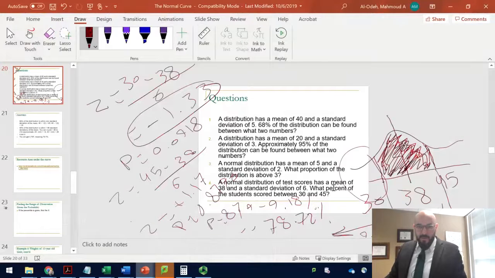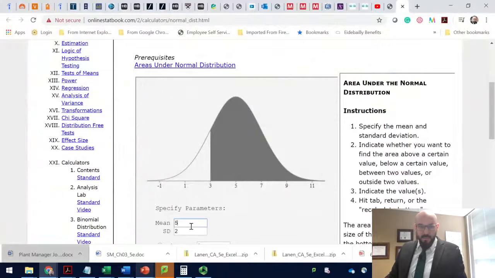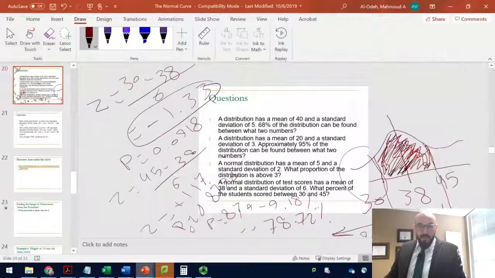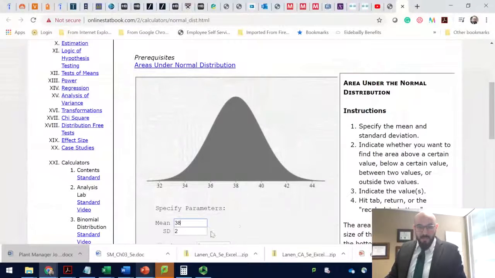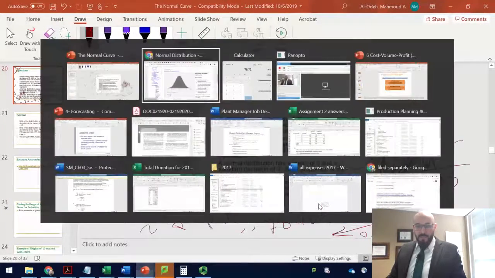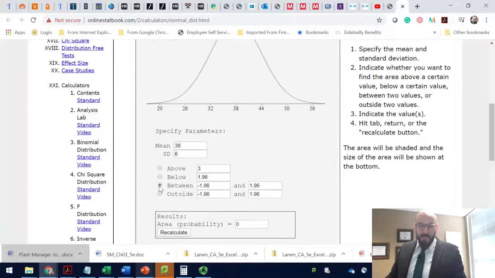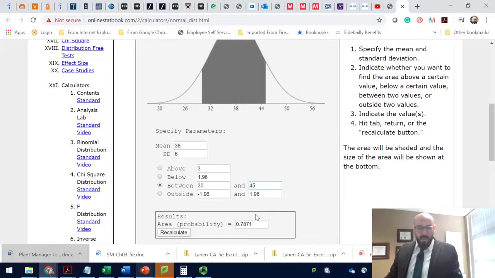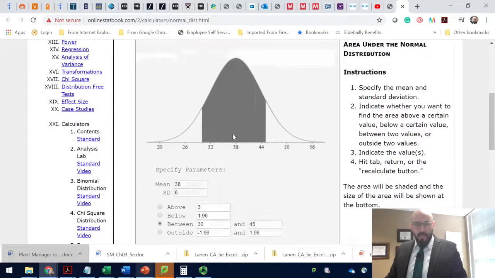The other question we have has a mean of 38. So let's change the mean to 38, and a standard deviation of 6. We're trying to find the percentage between 30 and 45. So select between, and that would be 30 and 45. Again, look into the nice chart that we created here. It's a great demonstration for the concept.